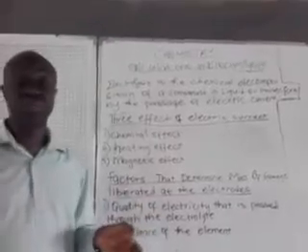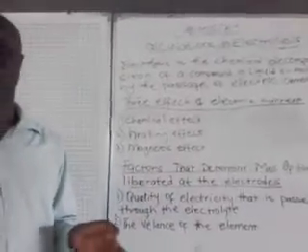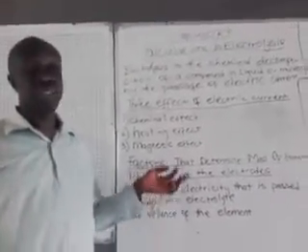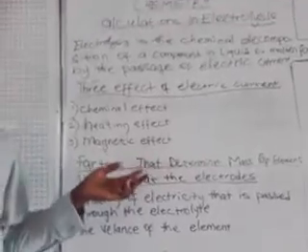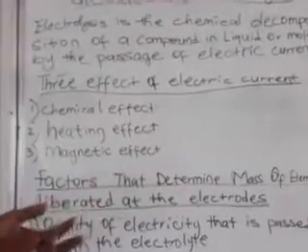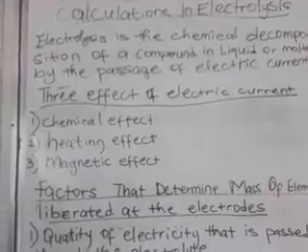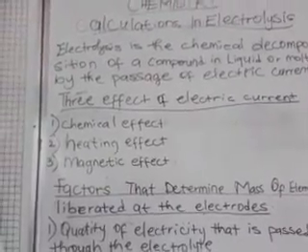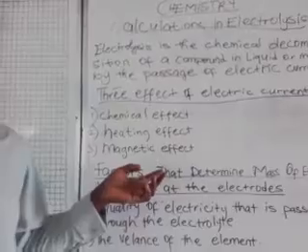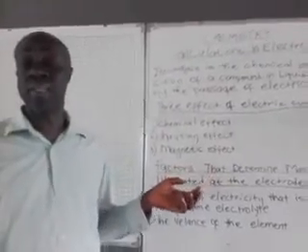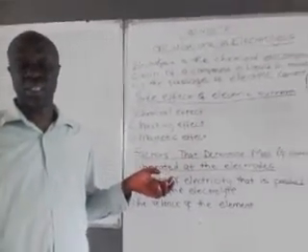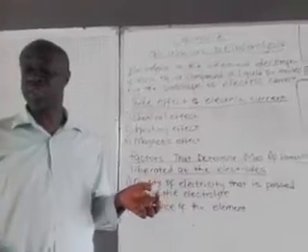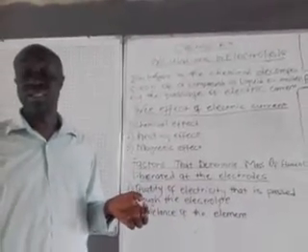Other effects of electricity or electric current are heating effect. We use this heating effect in our electric lamp. When we switch on the electric lamp, it begins to glow, because the tungsten filament of the lamp has been heated up by the electric current. That tells you that electric current can heat up something, and therefore it has heating effect.